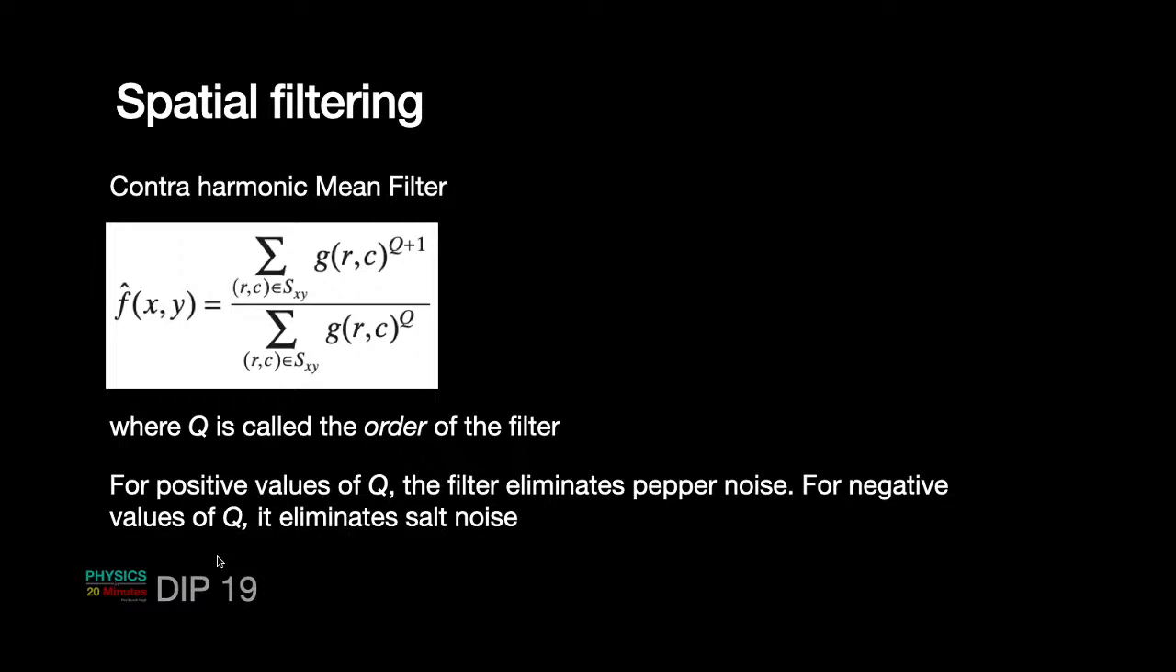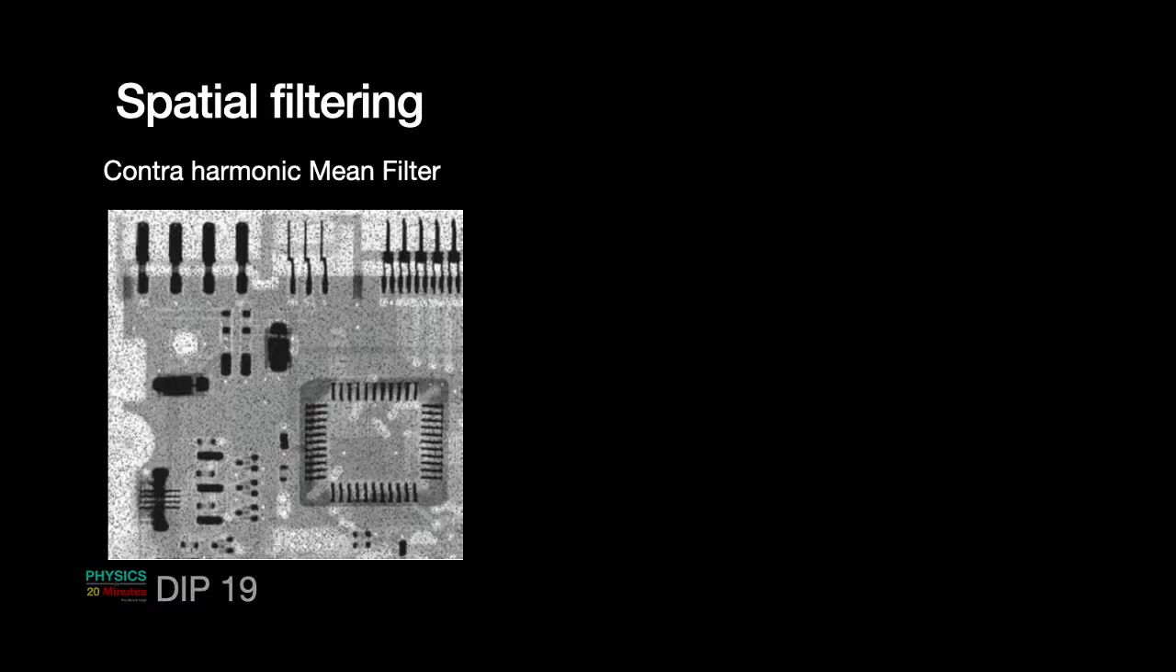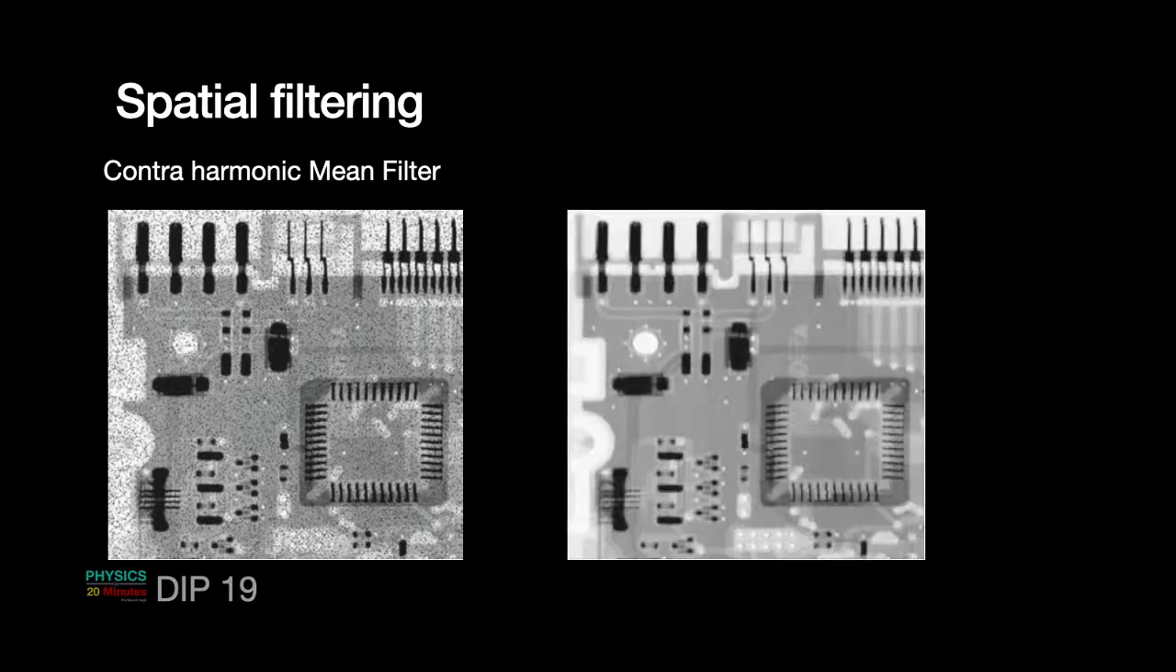I'm not giving you any example. Wherever I'm not giving you an example, please refer to the reference books. They give you many examples for each of these filters. And then the contra harmonic filter. Yes, here is an example for the contra harmonic filter. You can see that you have pepper noise, and you apply the contra harmonic filter and the pepper noise is almost vanished.